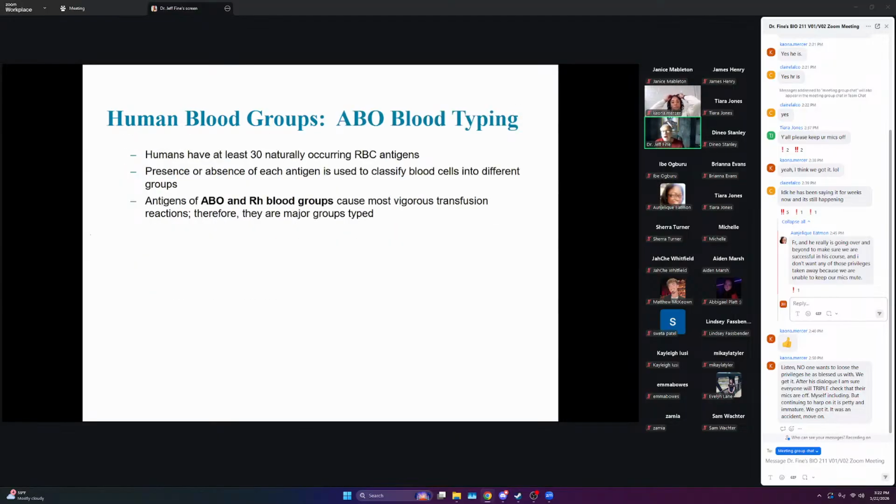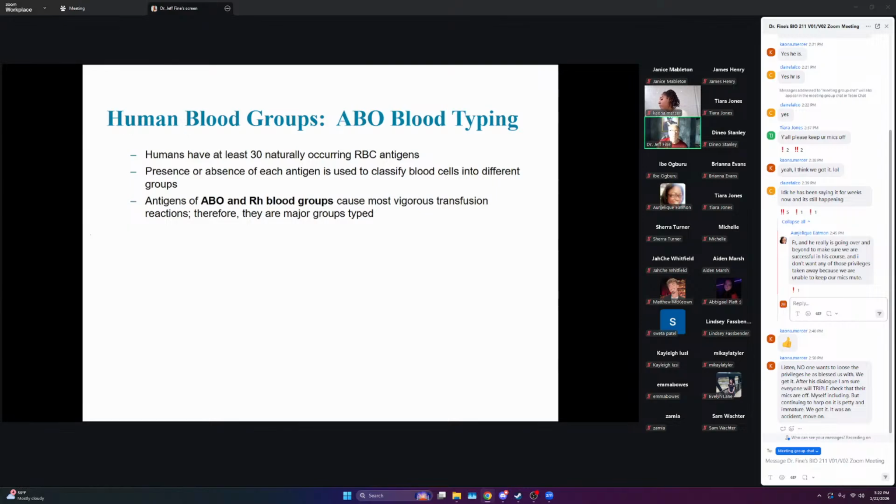All right, there are many more types of antigens than just A, B, and O. But A, B, and O are the big ones, okay? Those are the ones that we're worried about. So those are the types that we classify blood groups according to for human beings, okay? And then we're going to close the lecture by talking about the Rh factor.